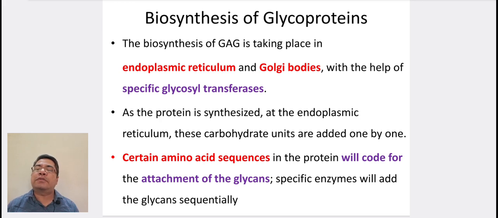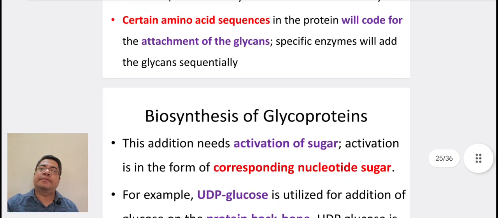Coming to the biosynthesis of glycoproteins. The biosynthesis of glycoproteins takes place in the endoplasmic reticulum and Golgi bodies with the help of specific glycosyl transferases. As the protein is synthesized at the endoplasmic reticulum, these carbohydrate units are added one by one. Certain amino acid sequences in the protein will code for the attachment of the glycans. Specific enzymes will add the glycans sequentially.